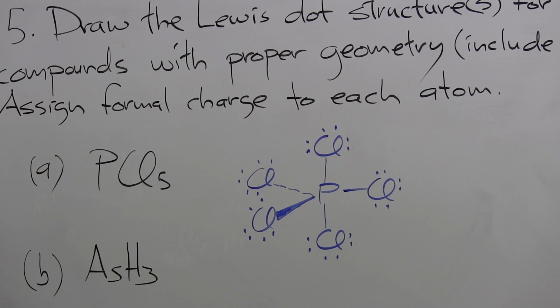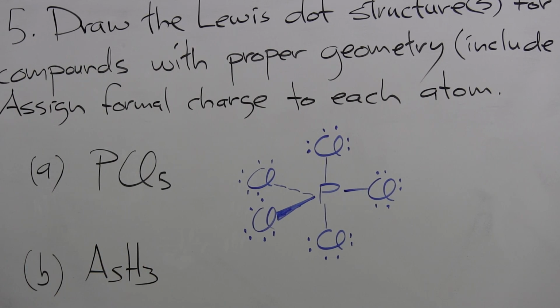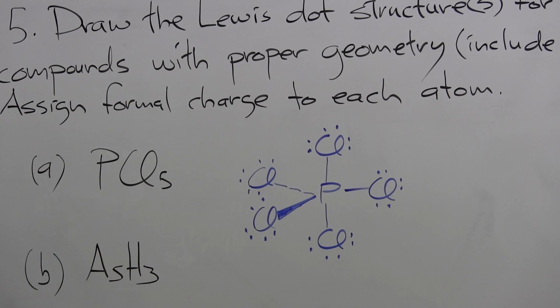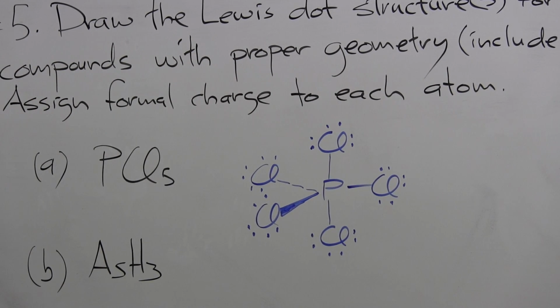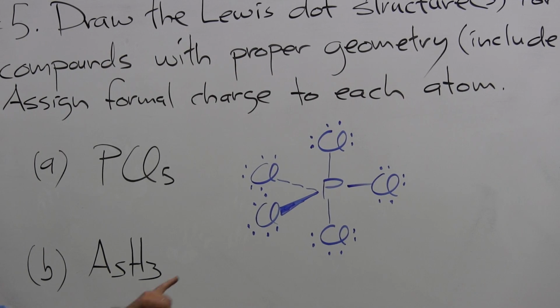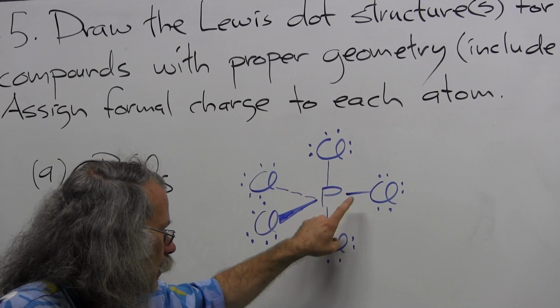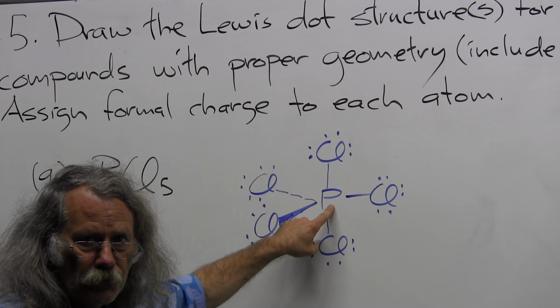And I've now completed that part of the question. I have drawn the molecule with the proper molecular geometry. So this would be on my permanent answer. And now I have to unambiguously assign the formal charge to each atom. And this is a simple matter of I divide the shared electrons equally. So for each bonding pair, I'm going to give 1 electron to chlorine and 1 electron to phosphorus.